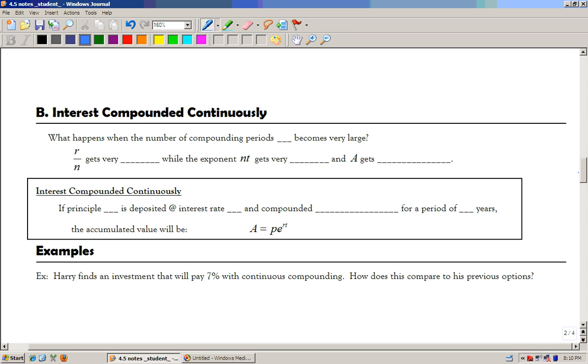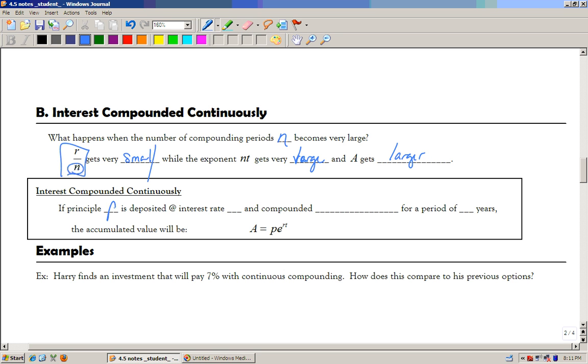Interest compounded continuously. That means you're going to compound it as fast as you possibly can. So when you're compounding for N periods and it becomes very, very large, R over N, as N is getting very large, that whole fraction is getting very, very small. And that's why the exponent NT is also getting very large. And A, the amount that you have in the account or that you're due for a loan, is also getting larger. It'll level out toward the letter E.